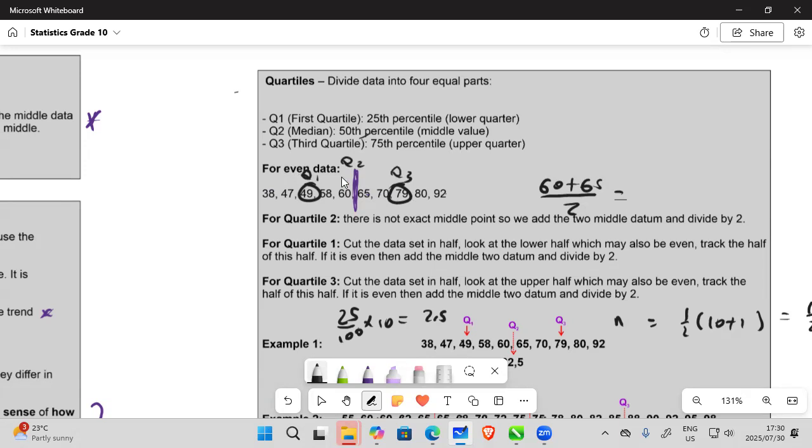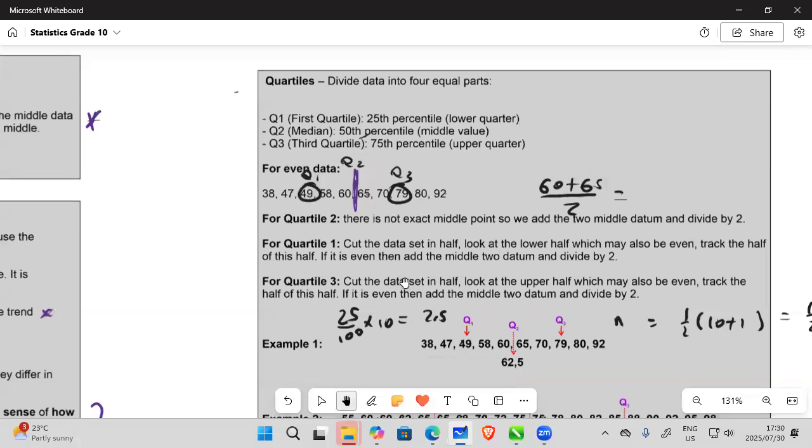Again, with an even number of data sets, there will be no exact middle point. What we do is find the values closest to the middle, add them and divide by 2. That will be the middle. After you do that, you will already have split the data set into a lower half and an upper portion. And once you have that, you'll be able to read your quartile 1 and quartile 3.